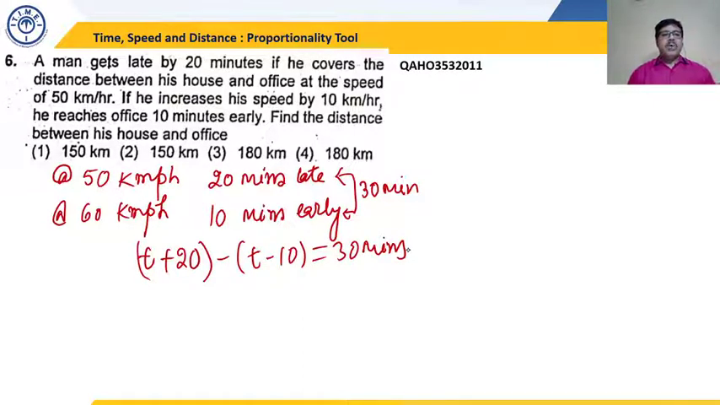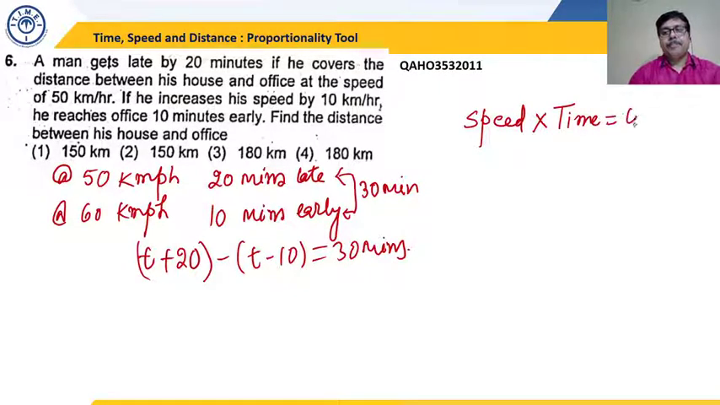Find the distance between his house and office. You can see over here, I can use multiple techniques to answer the question, but I will prefer to use the easiest one. The preference will be given to the 1 by x and 1 by x plus 1 technique. 50 to 60, the speed increases by 10 km per hour. So speed into time is constant.